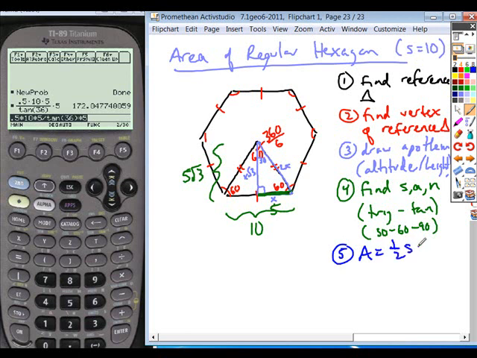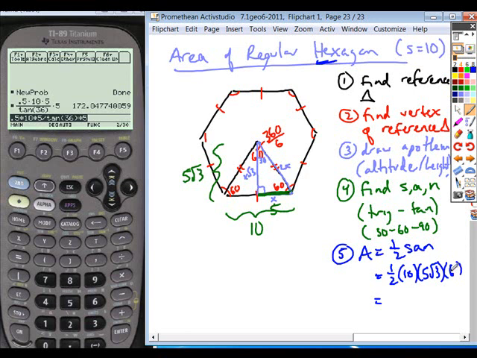1/2 SAN. In this particular case, our side length was 10, the apothem was 5 root 3, the number of sides was 6 because it's a hexagon, and so you can just multiply this through. Now, if I asked you just to leave your answer in the radical form, so the exact answer, not an approximation.